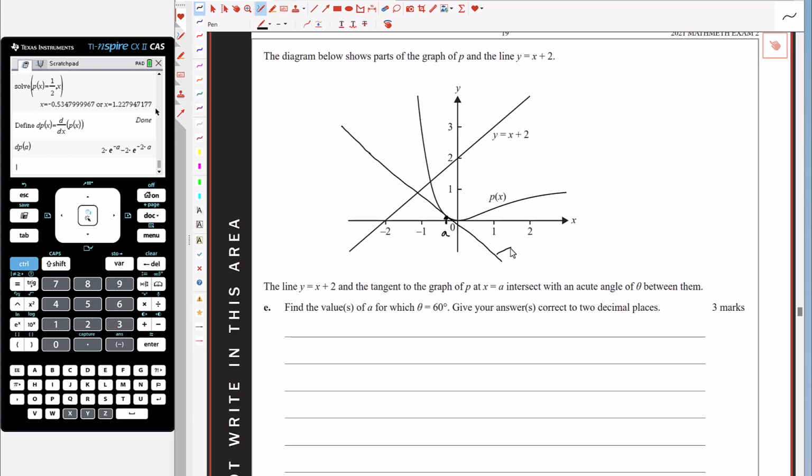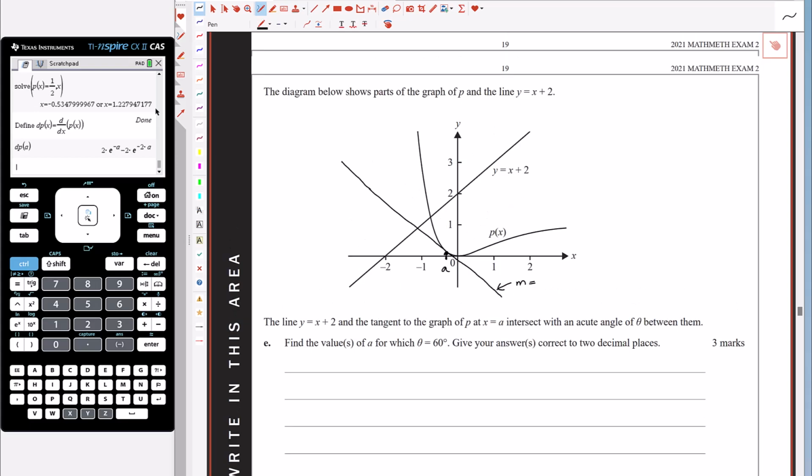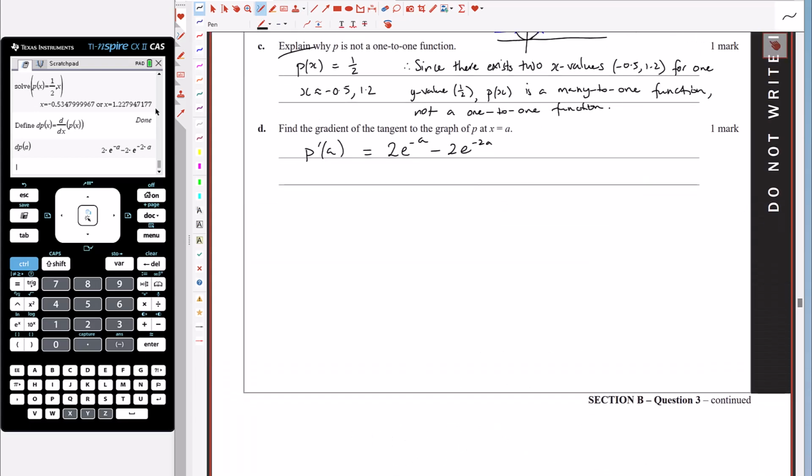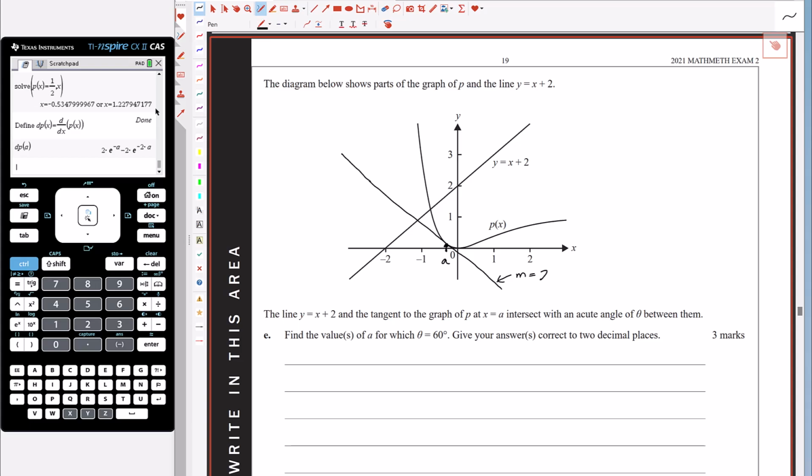Okay, so that means that the gradient of that line is whatever we just found up there, 2e to the negative a, I can copy it off my CAS, 2e to the negative a minus 2e to the negative 2a. We know the gradient of that line is 1. We want the acute angle of theta between them. Okay, so this one, there's two angles, this one and this one. I haven't drawn them particularly differently, but this one looks like it's the acute one. Okay, find the values of a for which that angle is 60. Give your answers correct to 2 decimal places.